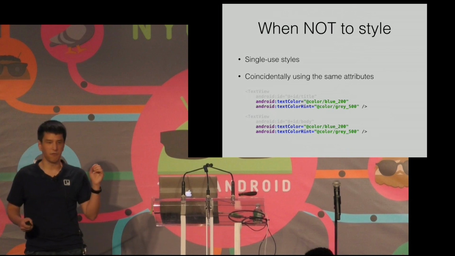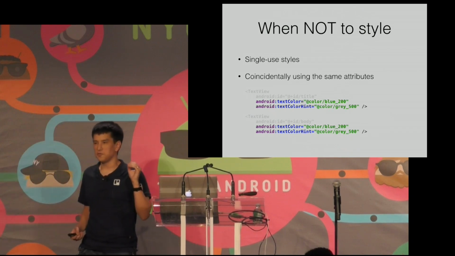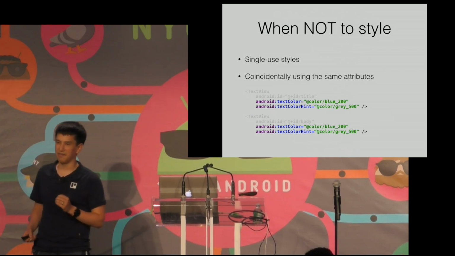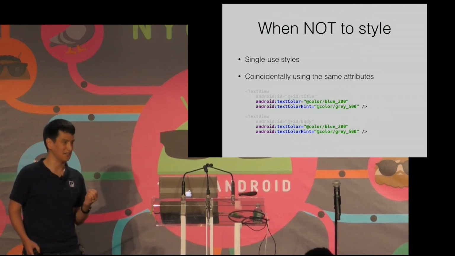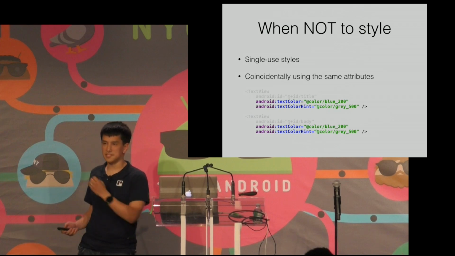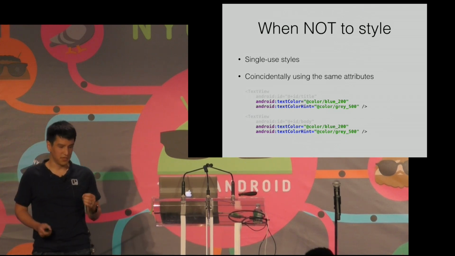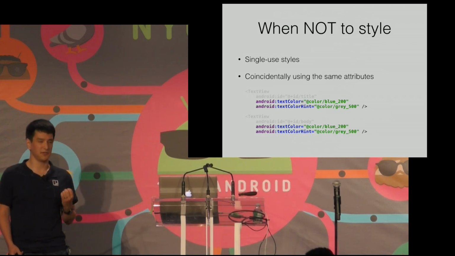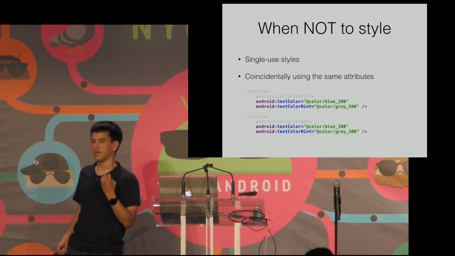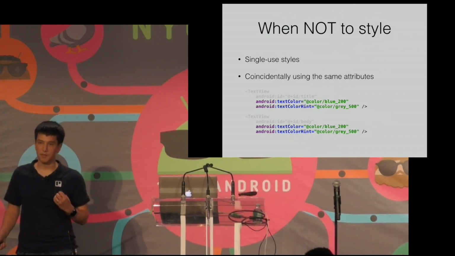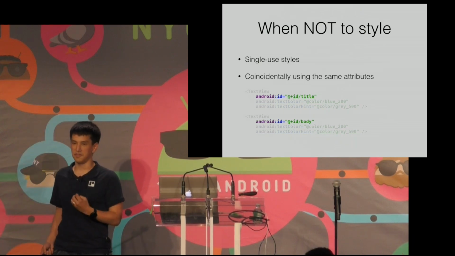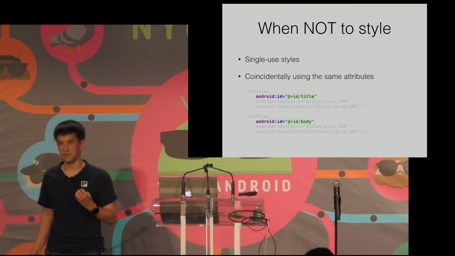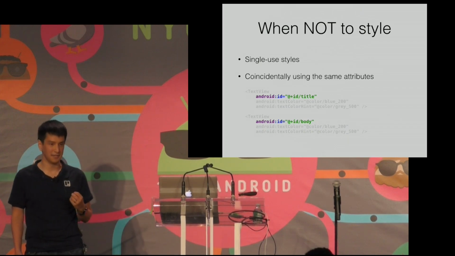And then the second one, and this is the real biggie, is that just because two views coincidentally happen to have the same attributes doesn't mean that you should reduce code duplication by using a style. So in these two views I've got here, they have the same text color and text color hint. So I think, great, I'm going to extract them into their own style. But the key here is that, as indicated by the ID, they mean two different things. One is supposed to be the title text, and one is supposed to be the body text of some layout.